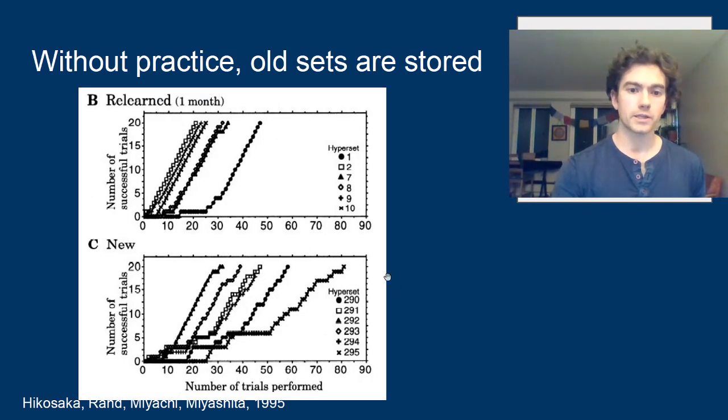And then the final thing that's kind of interesting to note in these data is that old sets are stored even without practice. So here we're looking at, on the top panel, performance of hypersets after they have not been practiced for an entire month. And on the bottom panel, we're looking at hypersets that were learned in the very same behavioral testing sessions that had never been seen before. And what you can see immediately is that these relearned ones in the top panel shifted over to the left, indicating that they're making fewer errors. The number of successful trials as a function of the total number of trials performed is much higher.